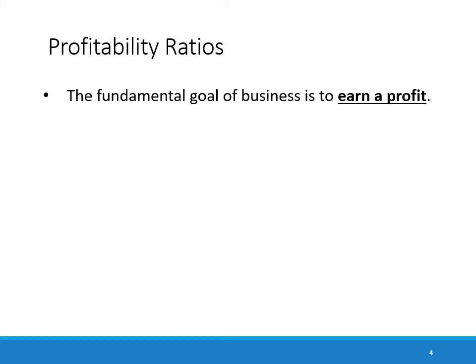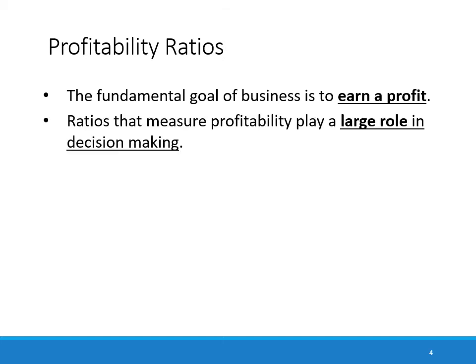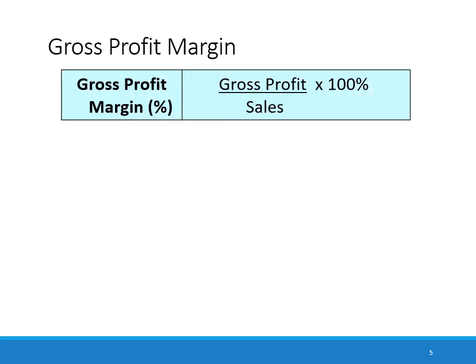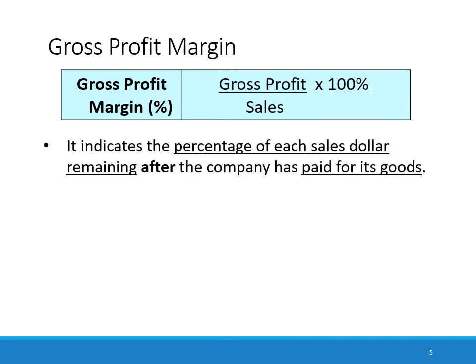The fundamental goal of business is to earn profit. Ratios that measure profitability play a large role in decision making. Gross profit margin equals gross profit divided by sales times 100%. It indicates the percentage of each sales dollar remaining after the company has paid for its goods. In short, gross profit is sales minus cost of goods sold.